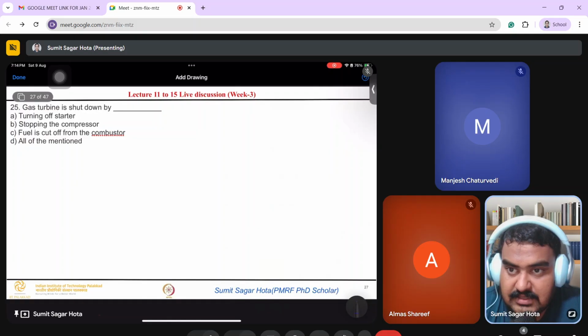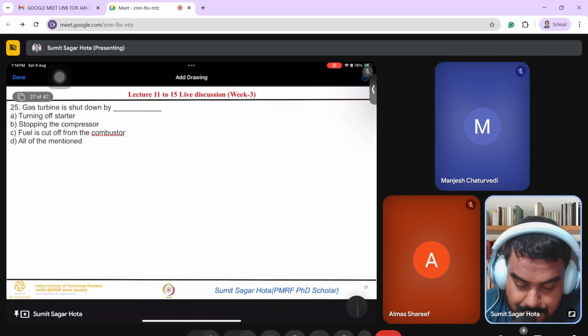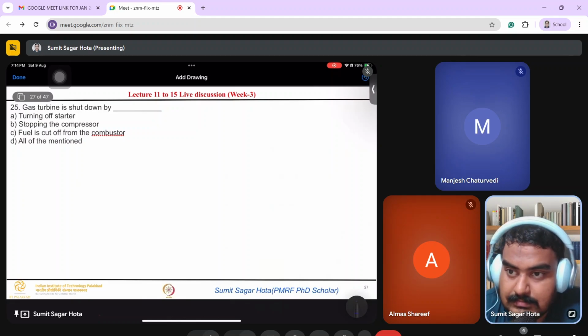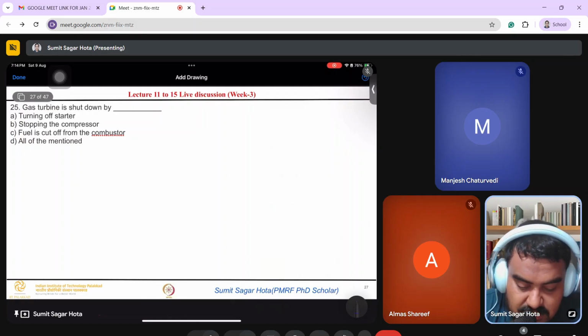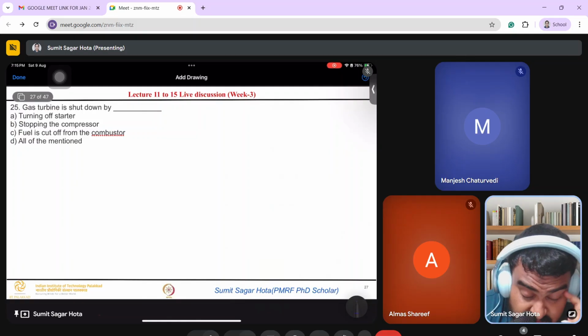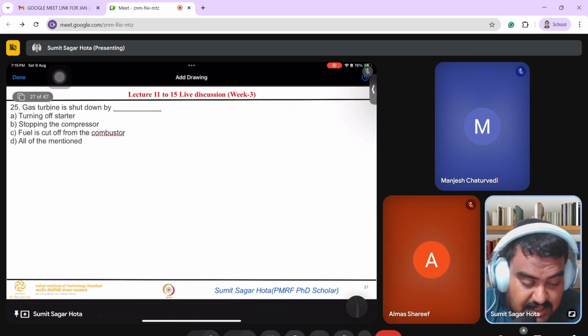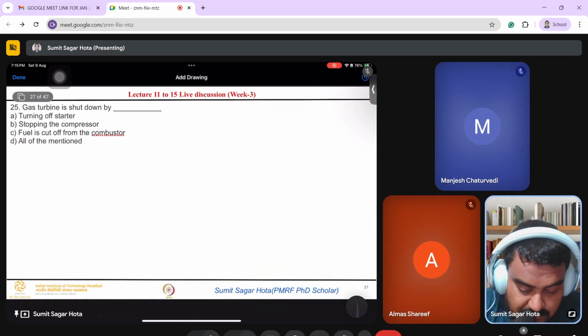The gas turbine is shut down by dash. Because the gas turbine requires fuel to operate, basically if you cut the fuel off from the combustor, then the cycle involving the gas turbine is stopped, and that's the reason the gas turbine stops operating. Okay.